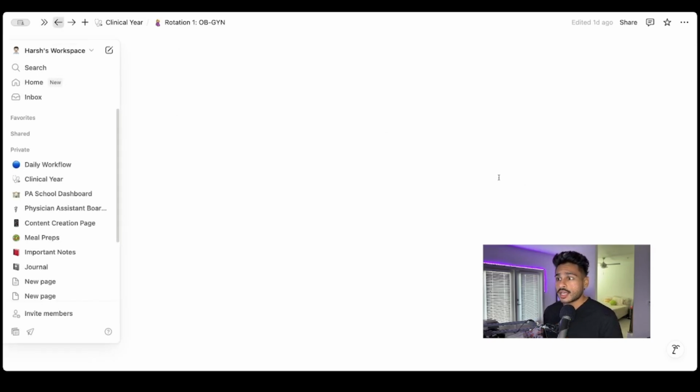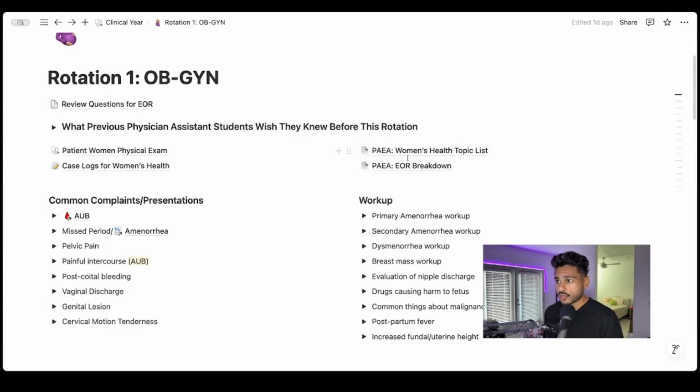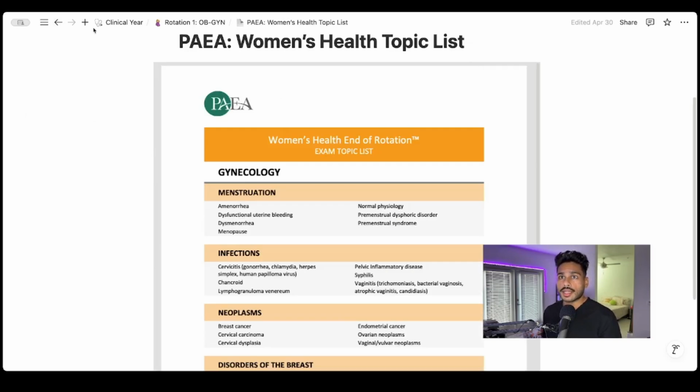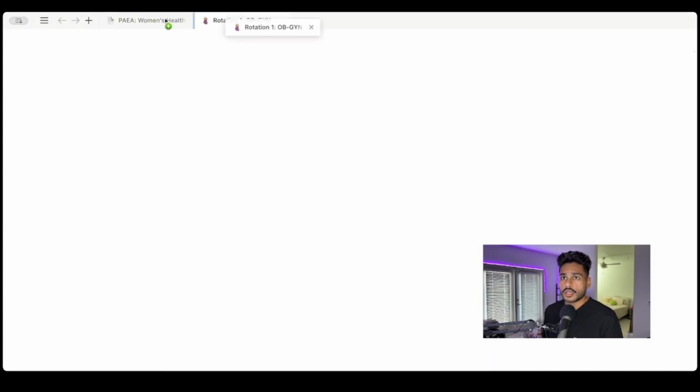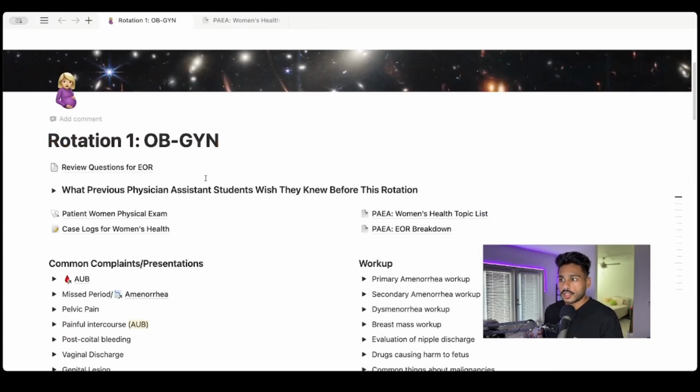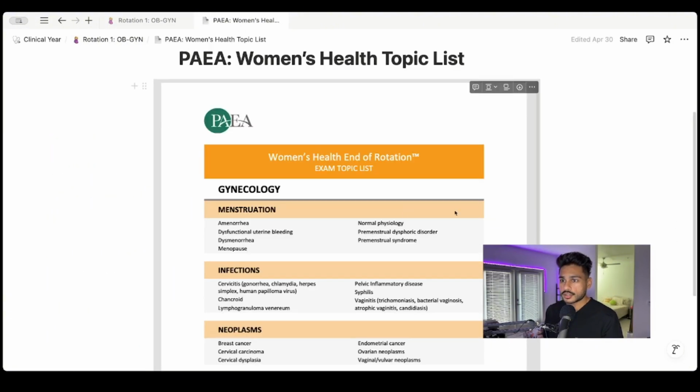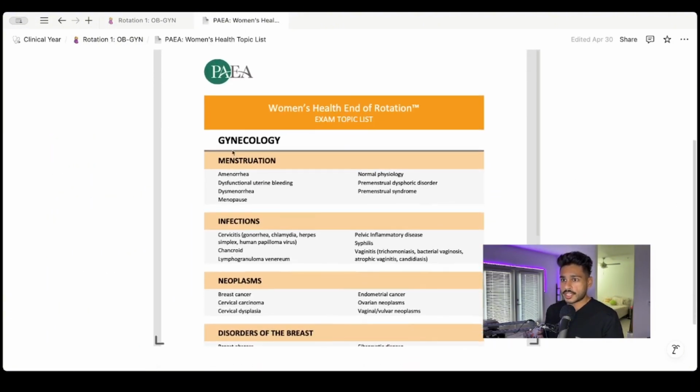The next thing I like is also having the topic list. And so I'll tell you more about it. Let me just create another page here in a moment. So let me go back to that page. So you can see the topic list right here. Menstruation. Under menstruation, there's amenorrhea, dysfunctional uterine bleeding, dysmenorrhea, menopause.